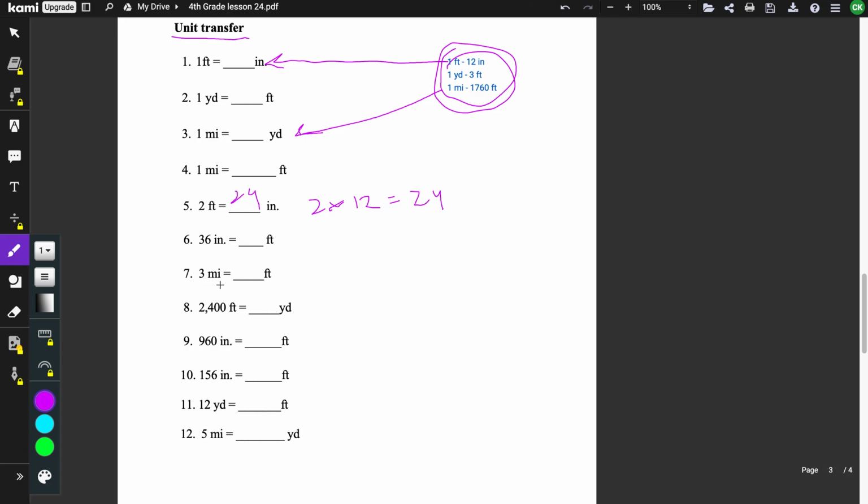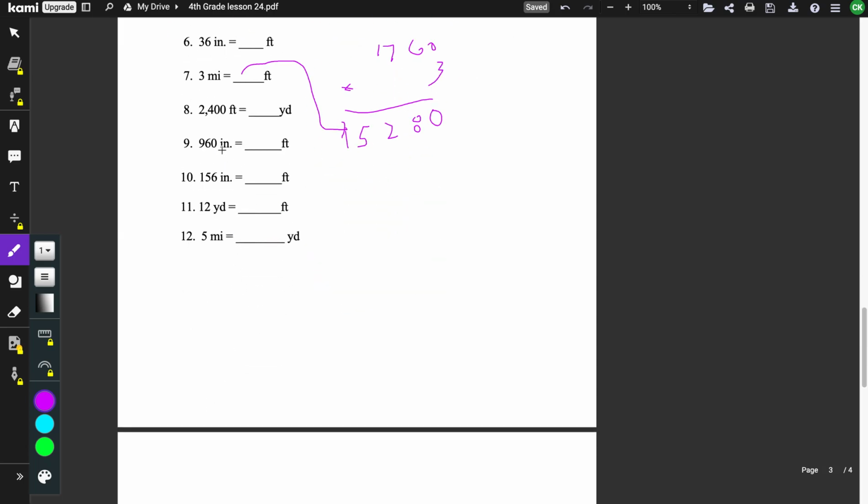Moving on, number 7, 3 miles in blank feet. And since we know that in 1 mile there's 1760, we're just going to multiply again. And let's see what we get. All right, so for number 7 it should be this.